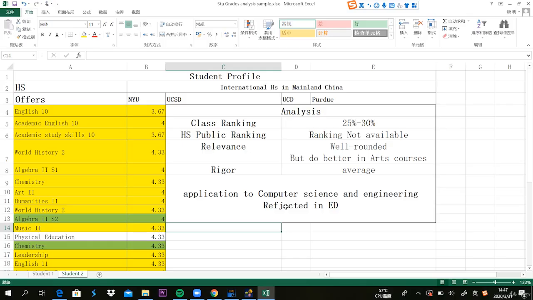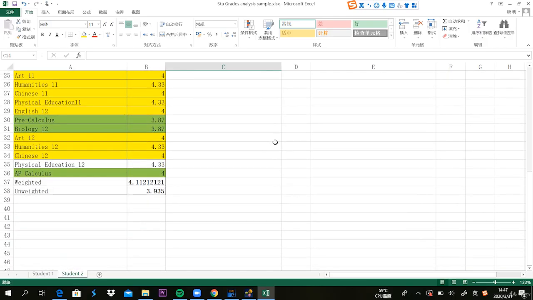So, okay, first of all, let's look at the relevance and the rigor of his courses. As you can see, his average GPA is around 4.11, which roughly means that his average is around low 90s. Well, it seems that he's doing pretty good, or at least on the same level as the last student I talked about in the previous video, if you still remember her.